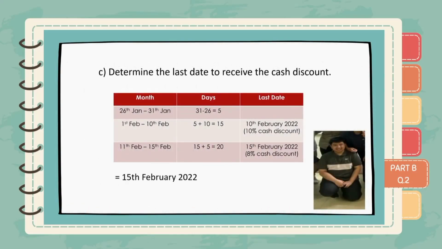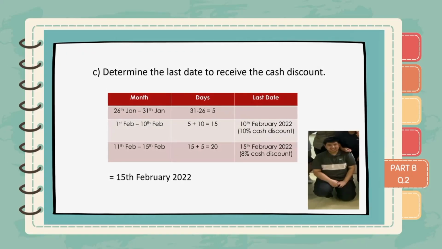Question C. Determine the last date to receive the cash discount. For the first cash discount is at 10 February 2022 at 10% cash discount, and the last cash discount is at 15 February 2022. We get 8% cash discount. So the answer is 15 February 2022.